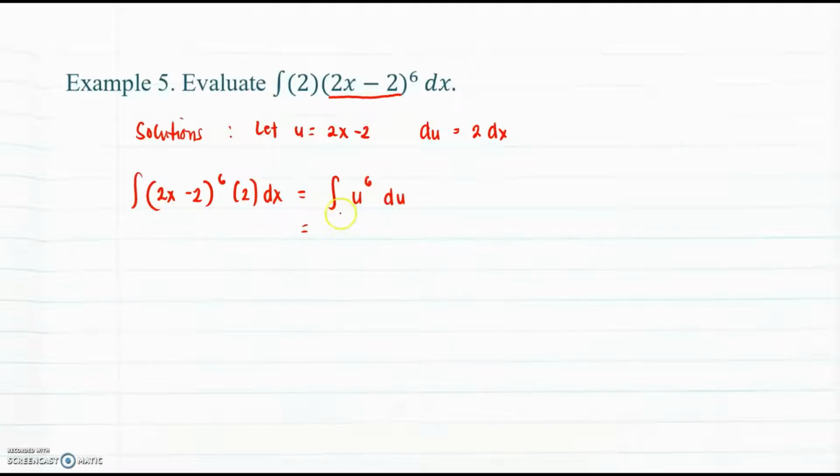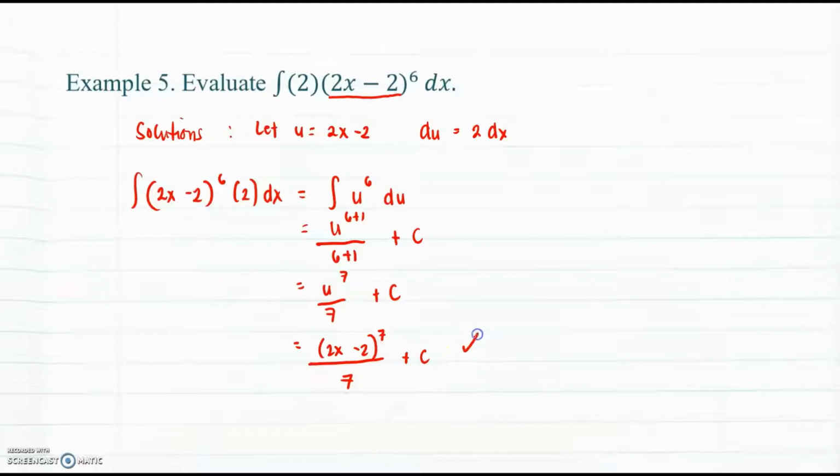So general power rule, apply it. So you have u raised to 6 plus 1 over 6 plus 1 plus c. So you have here u raised to 7 over 7 plus c. Substitute the value of u. So you have 2x minus 2 raised to 7 over 7 plus c. And that's already your final answer.